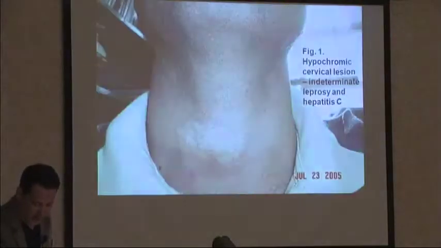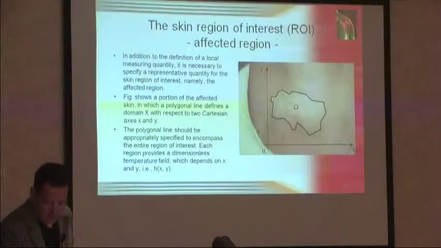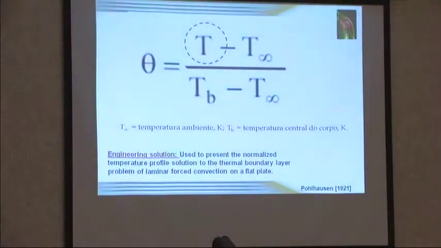You find a way. This is a case of hypochromic cervical lesion. It's an indeterminate leprosy in a patient with hepatitis C. This was the first case we studied, and we need to define a region of interest. It's necessary to measure the temperature of that area.